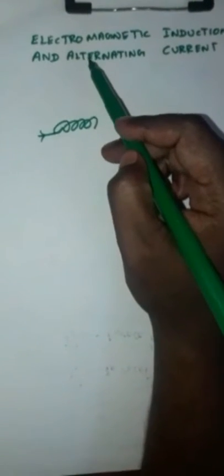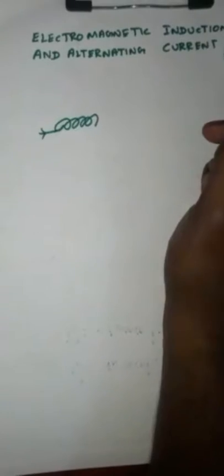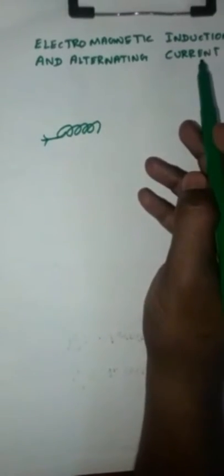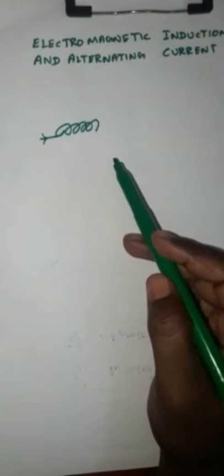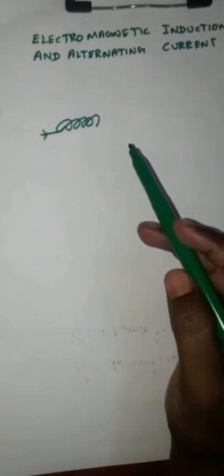Good morning, students. Today we are going to discuss electromagnetic induction and alternating current. In the previous lesson we discussed magnetic field, magnetism and the magnetic effect of current.